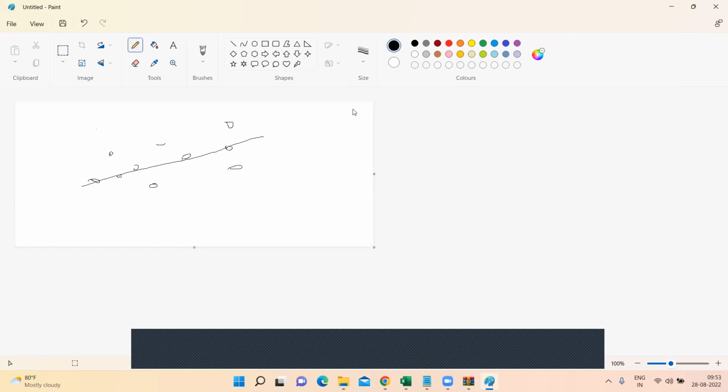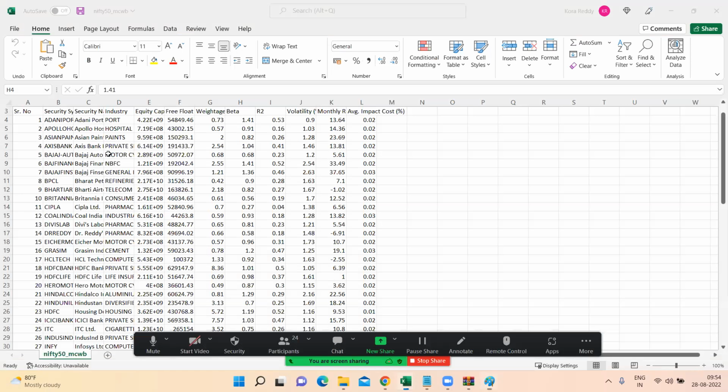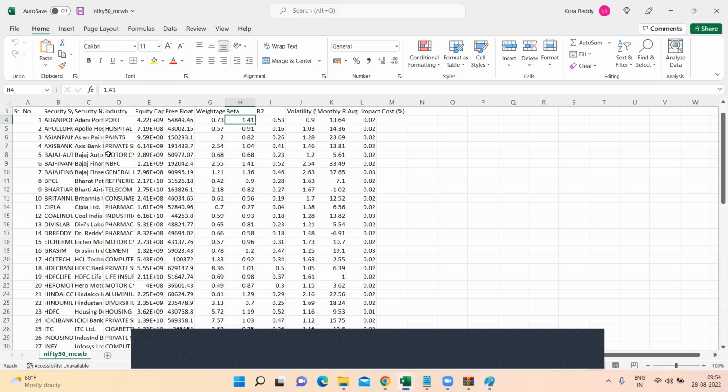So the 5 data points are connected to that line. That means 50% of the times you can explain the Nifty and Adani Ports relationship. The rest of the times you cannot explain because they are somewhere outside the connecting line. And this is simply correlation square.